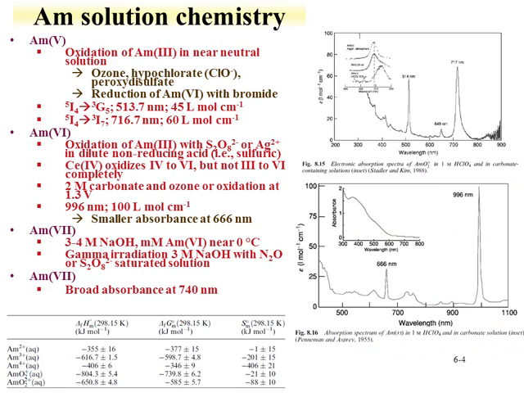Americium-6 can also be achieved. It can be from the oxidation of 3 with some more aggressive oxidizing agent, or 2 molar carbonate and ozone, or oxidation at 1.3 volts. The absorbances are shown here at around 1,000 nanometers with a molar absorptivity of about 100.